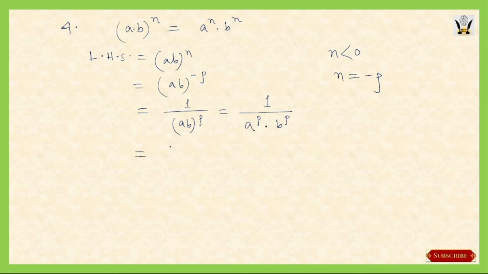So it can be further written as 1 divided by a to the power p multiplied by 1 divided by b to the power p. Now, in terms of negative exponent, it will be a to the power minus p multiplied by b to the power minus p. So further it can be written as a to the power n, as minus p is equal to n, multiplied by b to the power n. Hence this is also proved for negative integral exponent.